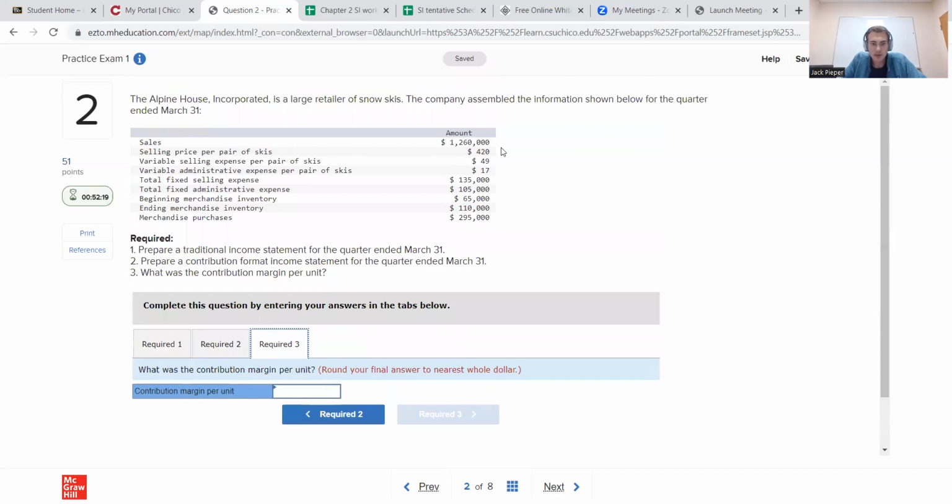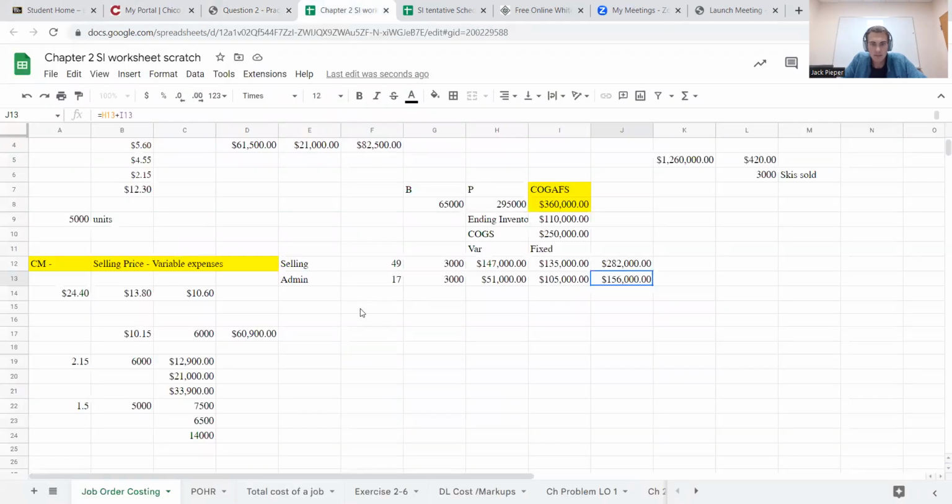All right, contribution margin per unit. That is going to be pretty easy. We're going to take our sales minus all of our variable expenses. So we had a selling price of $420. Then all of our variable expenses, I'll put them here. So we had $49 of selling. We had $17 of admin.